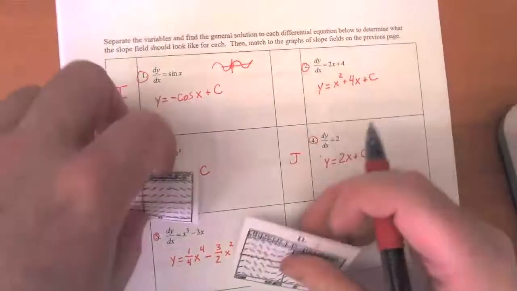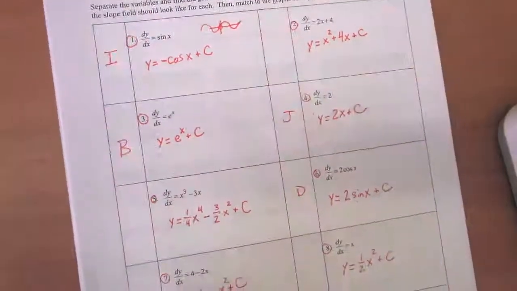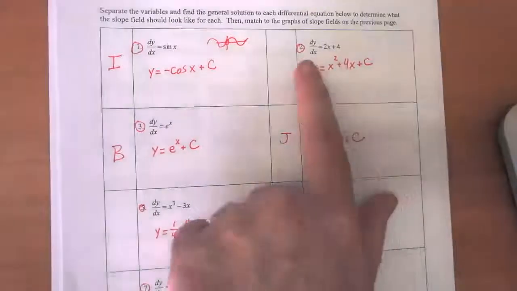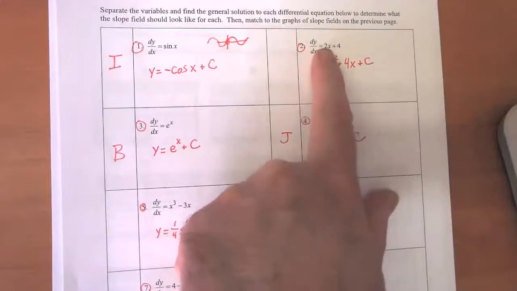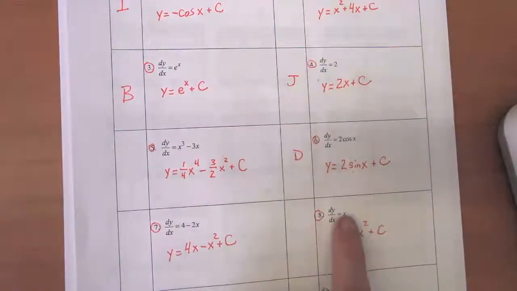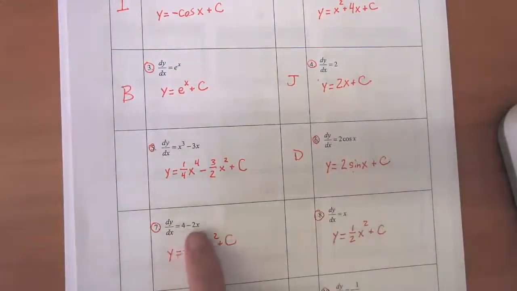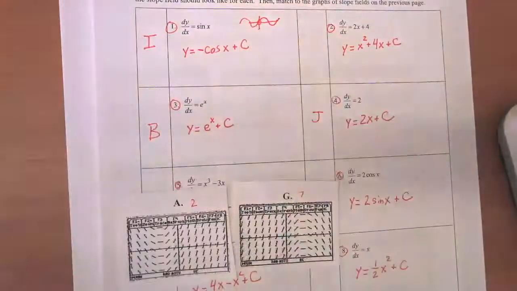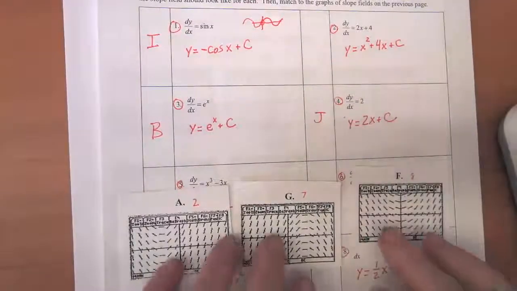All right. The next thing I want to do is look at the three parabolas, the three where the derivatives are linear functions. And so we've got here dy dx is equal to 2x plus 4. And here we have dy dx is equal to x. And here we have dy dx is equal to 4 minus 2x. All right, so these are three functions that are all going to have parabolas as the slope fields. So here are the three slope fields that generate parabolas.